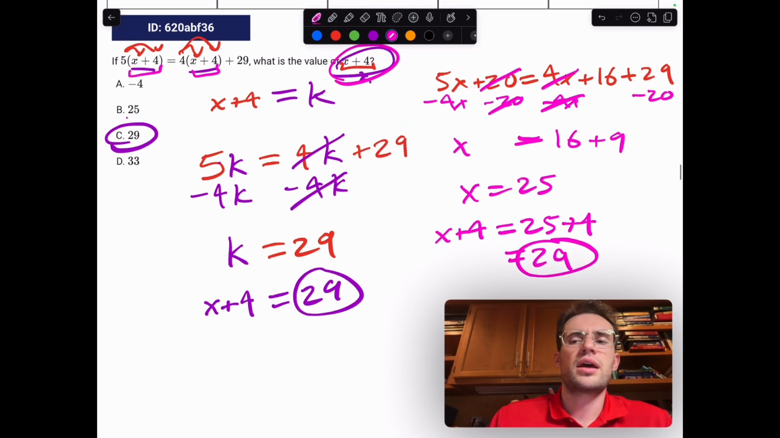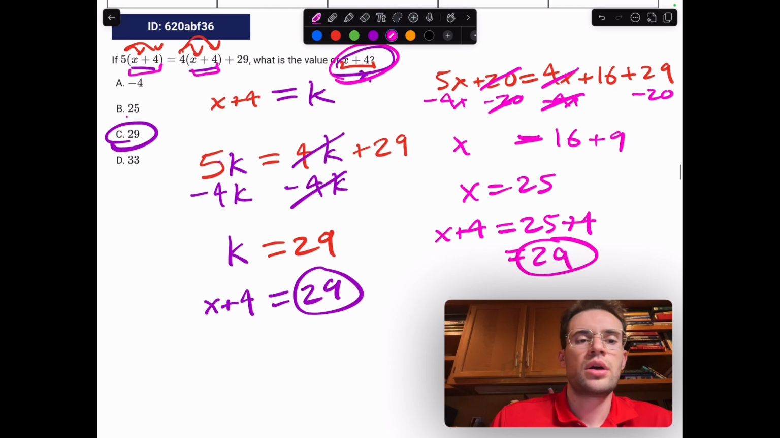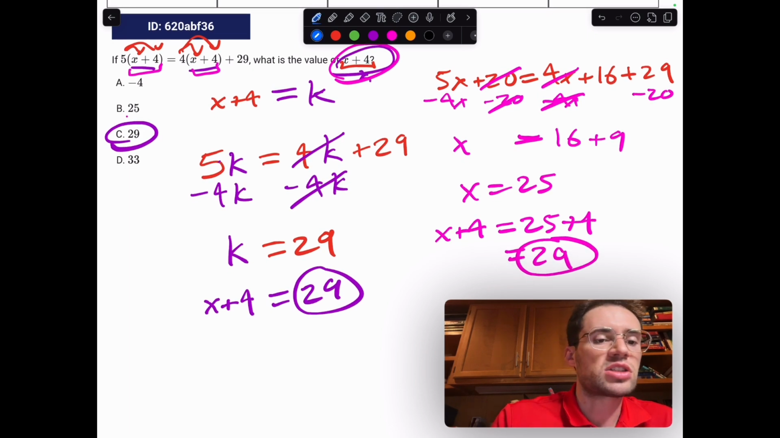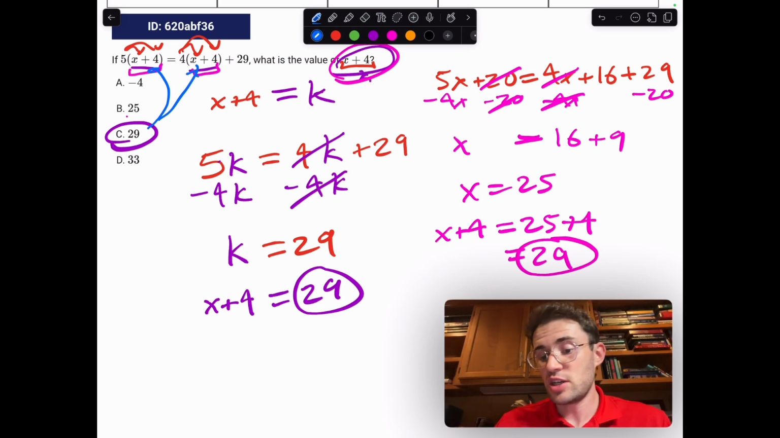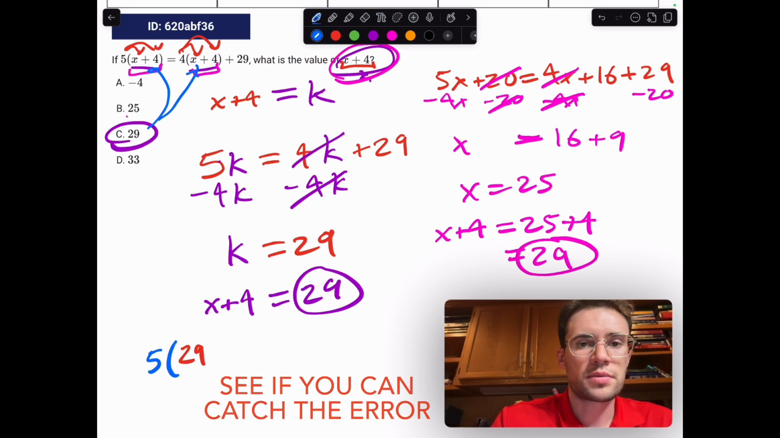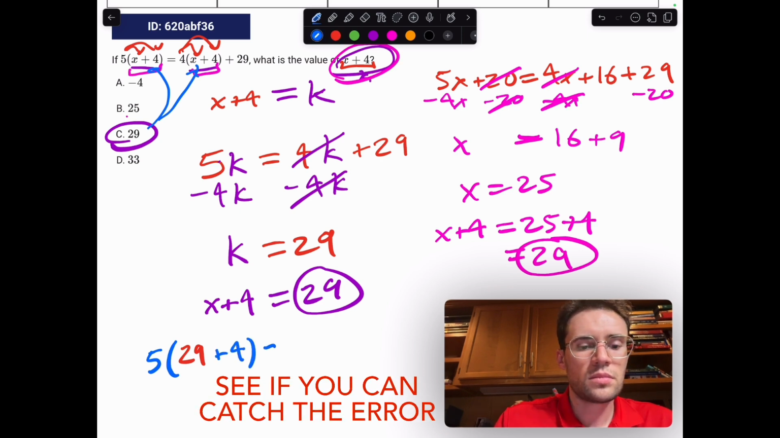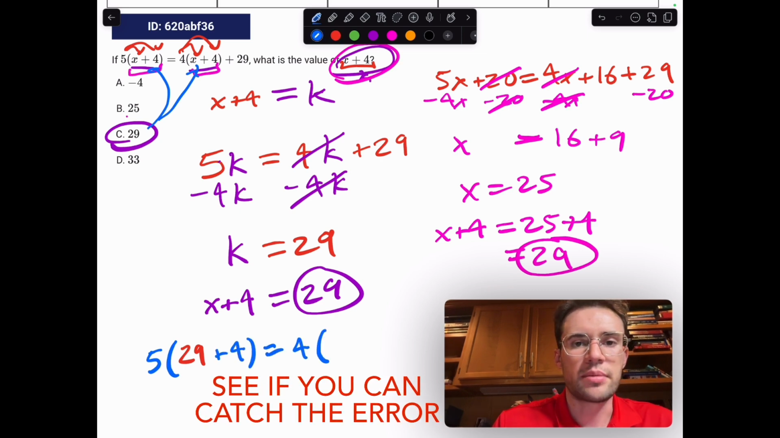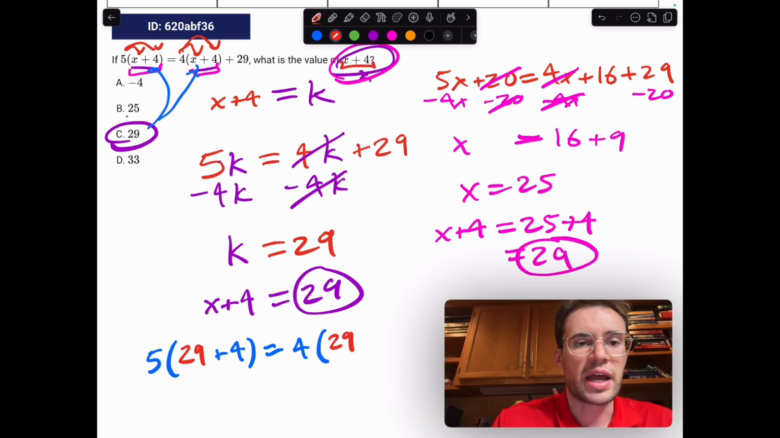The other thing, especially once you have your answer, it doesn't take that long to check it. Just plug your answer back in for x. Because then if you did 25, you would catch your error really quickly. So we could say 5 times, in this case we said 29 plus 4 is equal to 4 times, again, x is 29 plus 4.